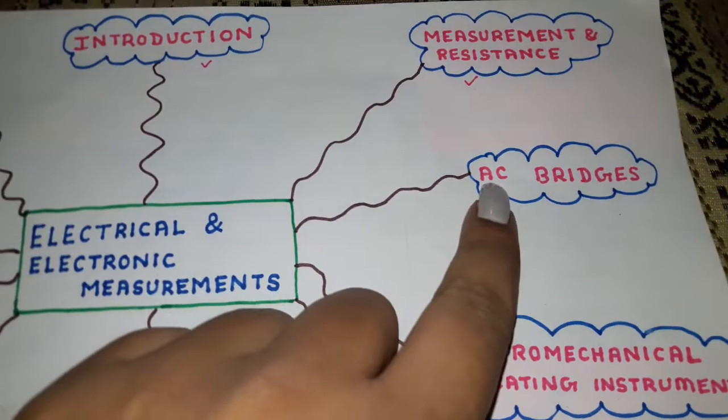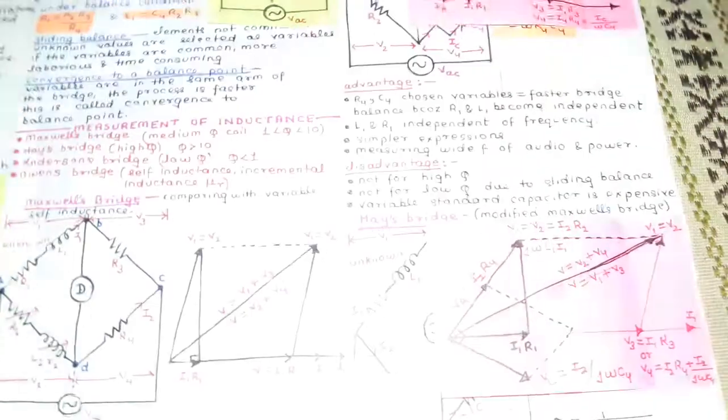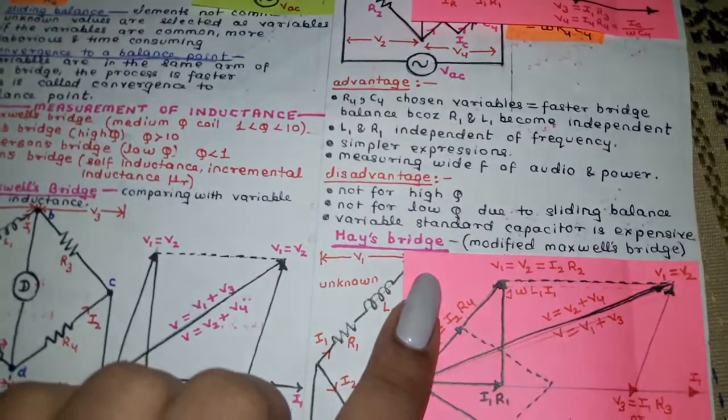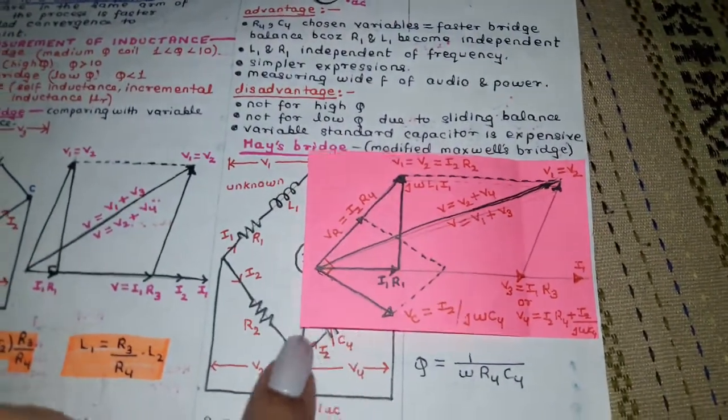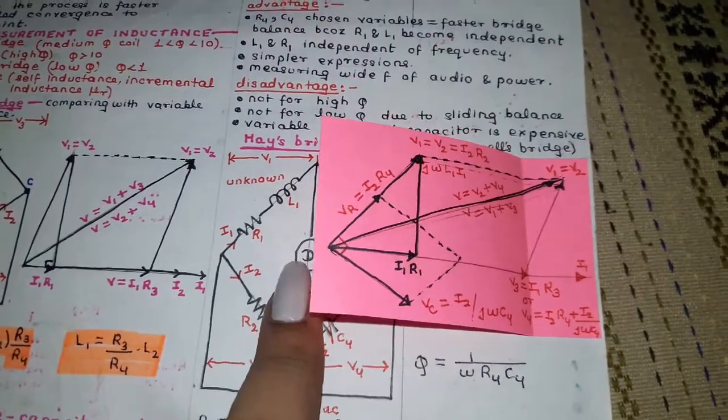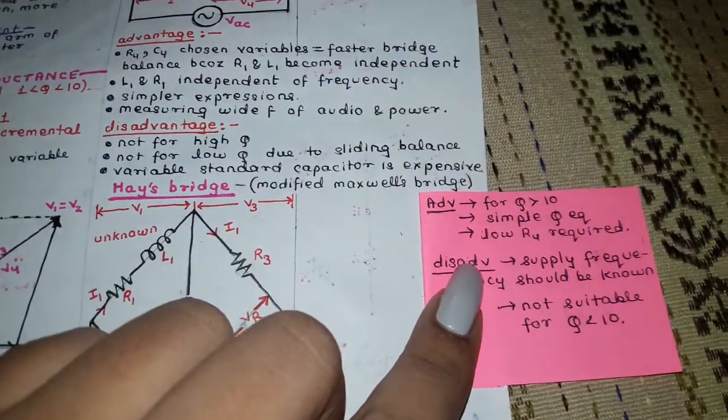Let's move on to part 3 of AC bridges. Previously we were discussing Hayes bridge, which was a modified Maxwell's bridge. This was the phasor diagram and this is the circuit. Now we are discussing the advantages and disadvantages.